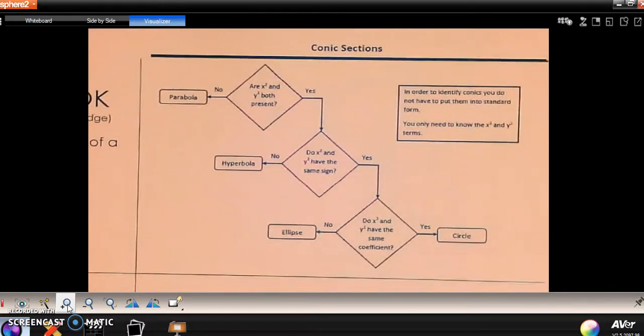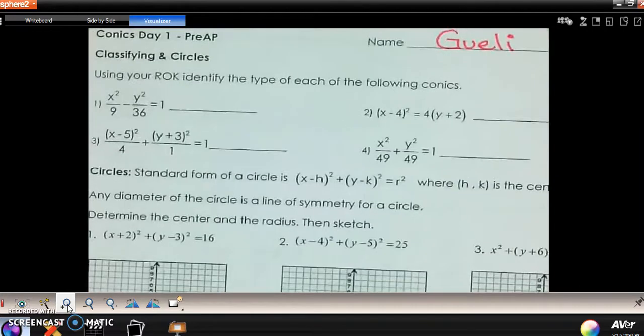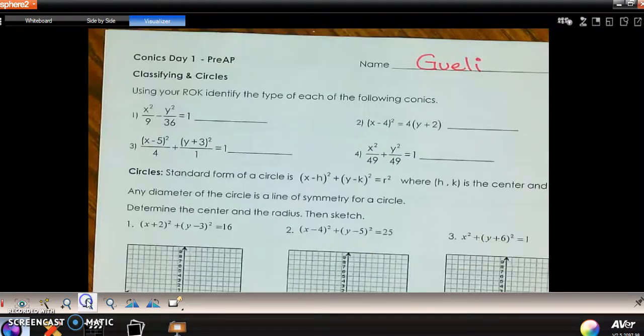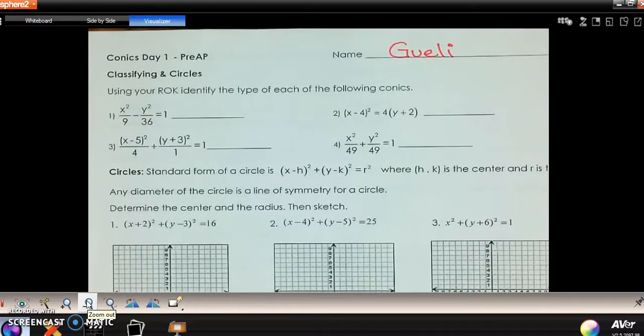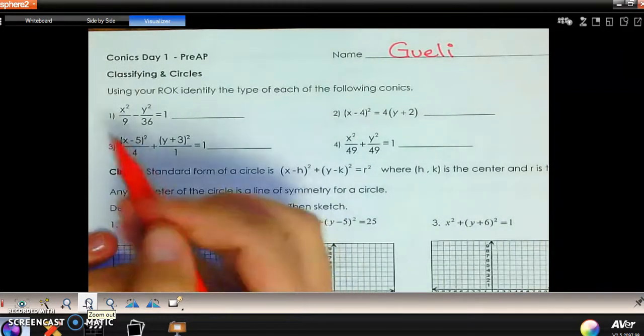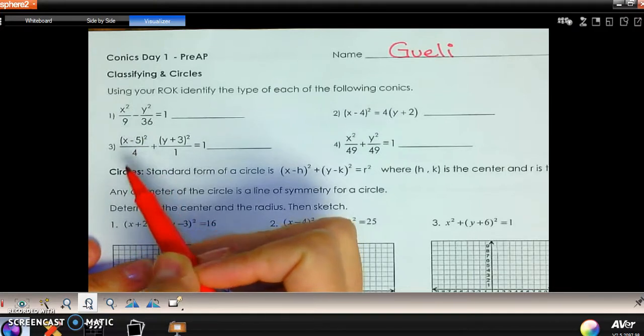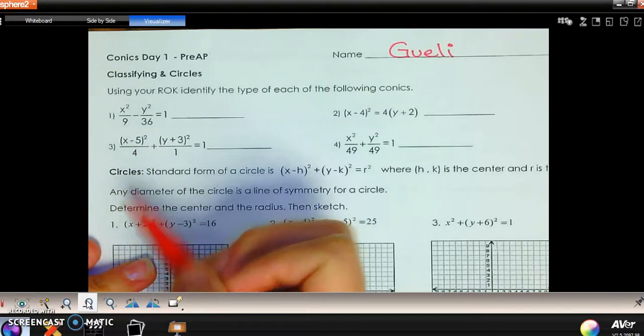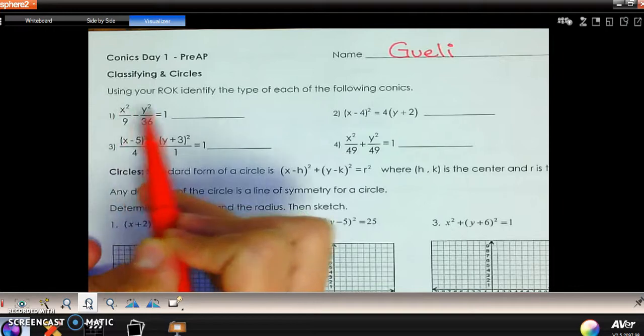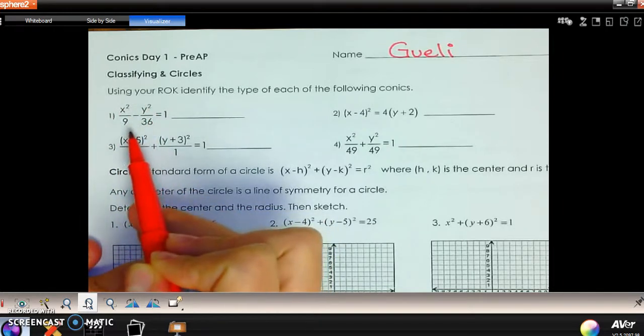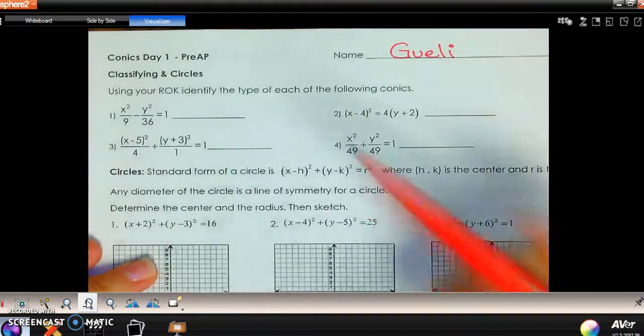So using that flow diagram, we're going to start our notes. I might need to zoom out just once. It says, using your ring of knowledge, identify the type of each of the following conics. Here, I'm going to be using that diagram. Are x squared and y squared present? Here I have an x squared and a y squared, so my answer there is yes. So then I'd go down my flow diagram with yes.